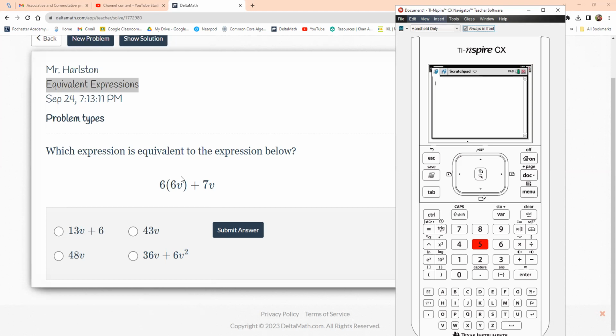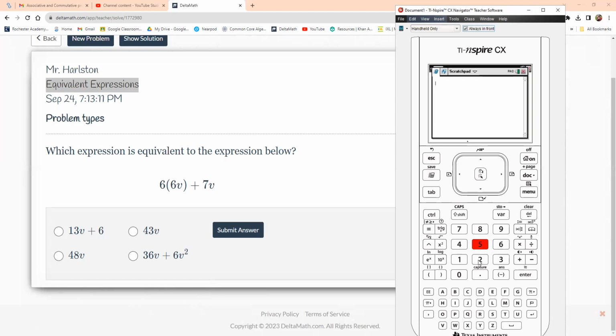Now, it says here we got 6 times (6b plus 7b), right? Now, we're going to check this answer by storing a number into v. And it doesn't matter what number you choose, just don't use 0, don't use 1, because those are two kind of strange numbers and they kind of mess things up. So I'm going to store 2 into v. And this is how you do it.